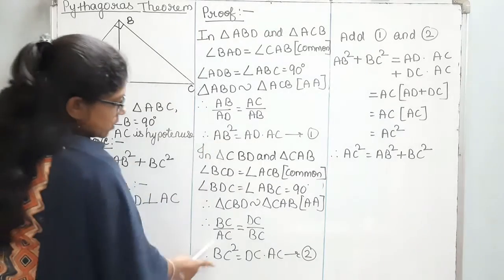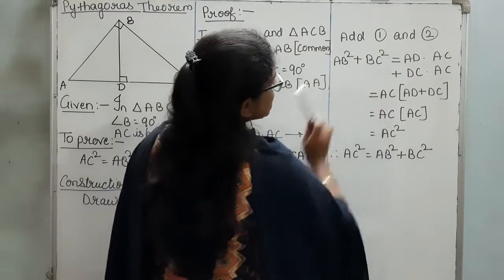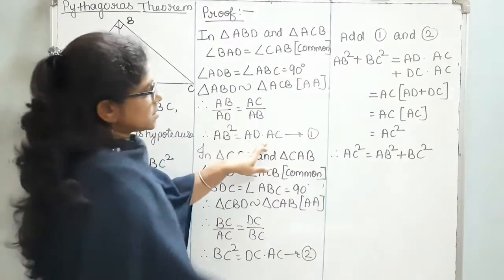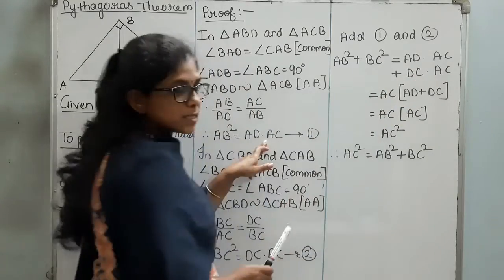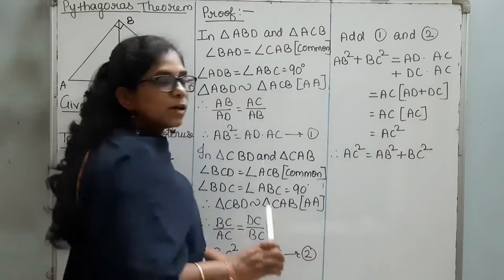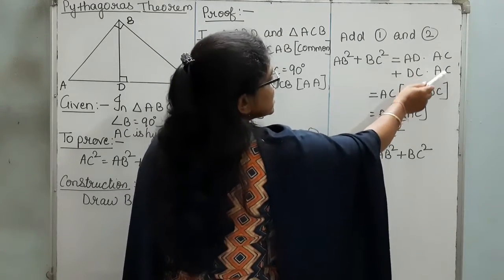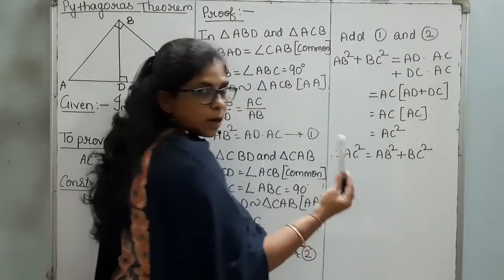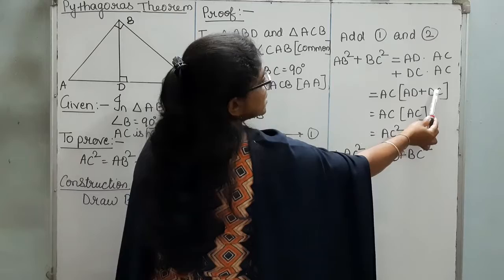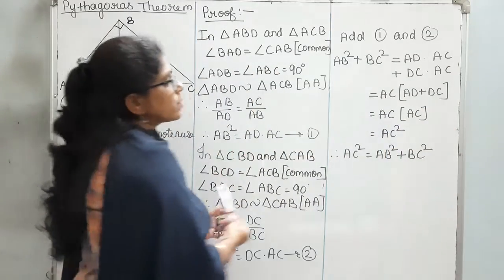We have here AB square, we have here BC square. Add 1 and 2: AB square plus BC square. AB square is AD into AC, and BC square is DC into AC. Now in both these products, we have AC common. We will take that out, and the remaining terms, that is AD plus DC, we will write in the bracket.